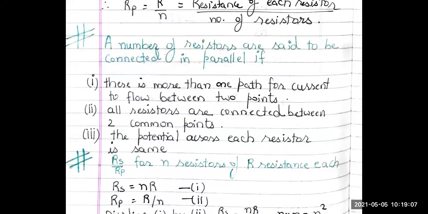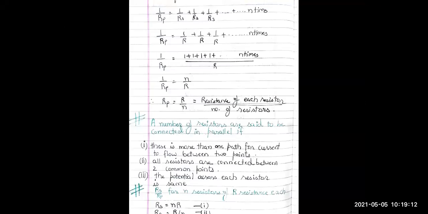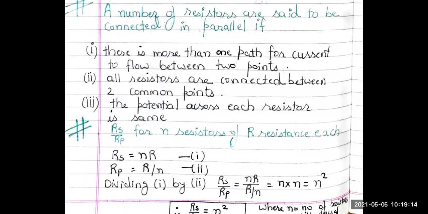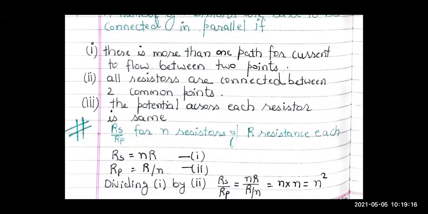Let's see the characteristics of resistors connected in parallel. In parallel, you saw that the resistors are connected between two common points, right? Between two same points. So resistors are connected between two common points, and there are more than one path. So their current is not same. Current is different. But what is same, children? The potential difference across them is same.